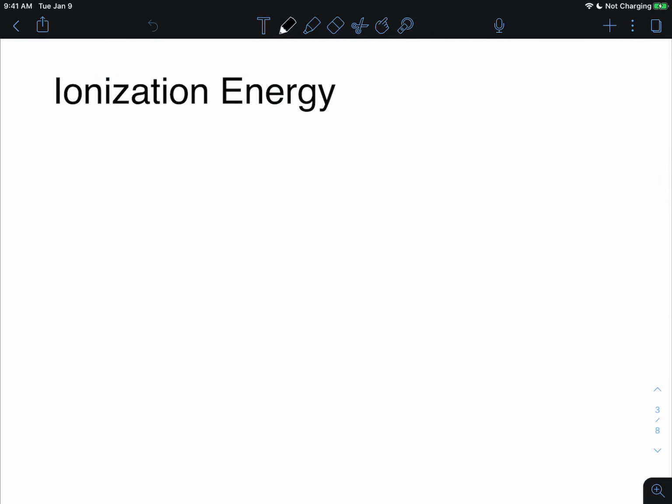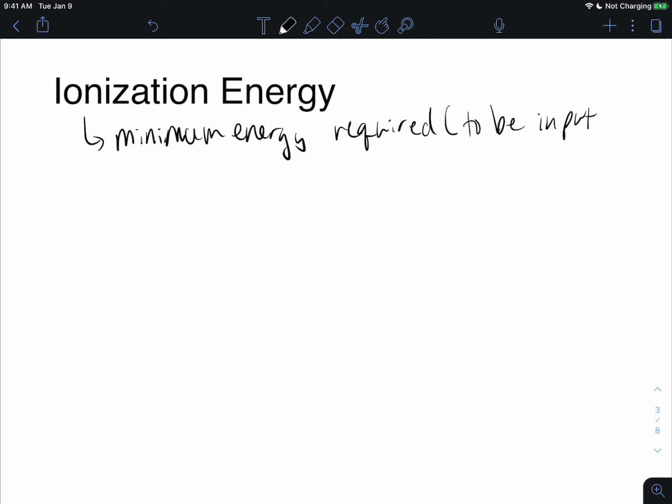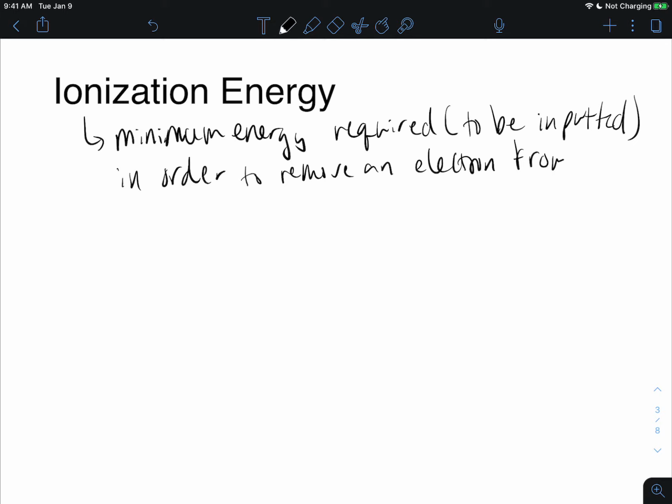So let's start with our definition of ionization energy, and this is the minimum energy required, so it must be inputted, in order to remove an electron from a gaseous atom or ion. Okay, it must be gaseous, and it can be an atom or an ion.